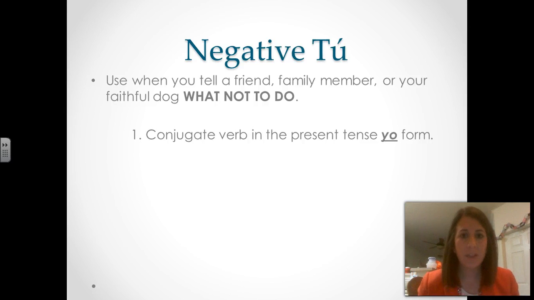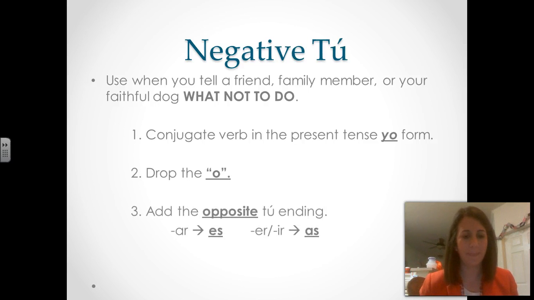Alright, and to form these negative tú commands, you're going to conjugate the verb in the present tense yo form. Again, we have to take into consideration our stem changers and our go-go and the yo-yos and so on and so forth. And then you're going to drop the o, and then you're going to add the opposite ending. So for example, if we've got an AR verb, the ending is going to be es. If we've got an ER or an IR verb, it is going to be as. And then of course, since it's negative, we can't forget that no.